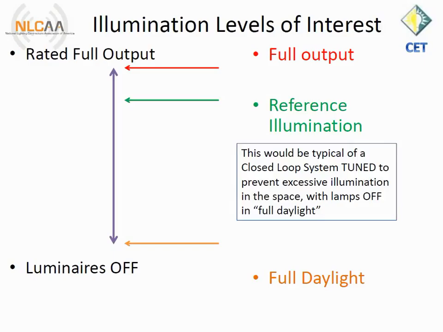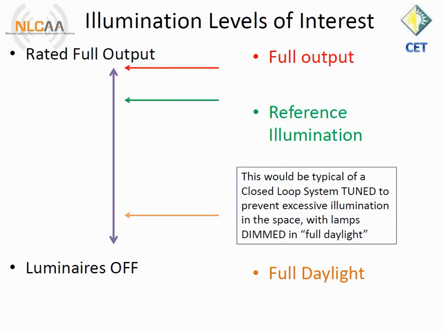Here we see an illumination level chart for a continuously dimmed closed loop system that is task tuned and shuts the area lighting off during full daylight testing, or what the reference appendices refer to as bright conditions. In this case, the lights are all the way off. Here's the same sort of system where the luminaires simply dim down.